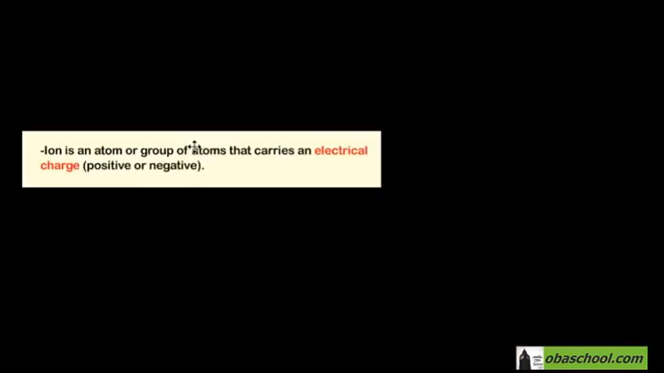Giant ionic structures. Giant means big. Ionic comes from the word ion, so we conclude that there is involvement of ions in the giant ionic structure. What is an ion? An ion is an atom or a group of atoms that carry an electrical charge. This electrical charge could be either positive or negative.